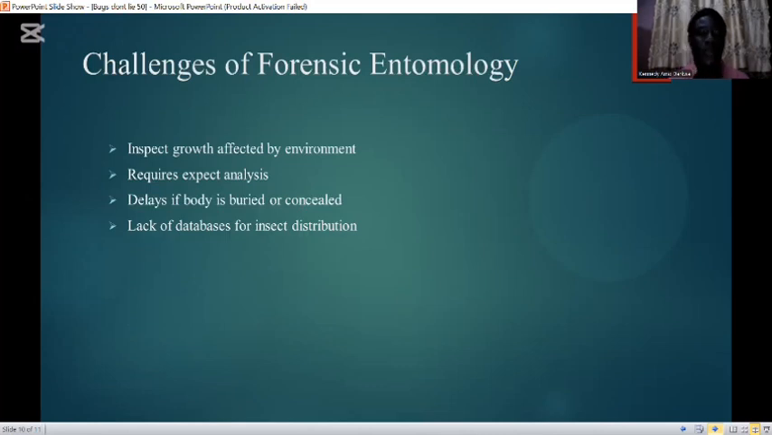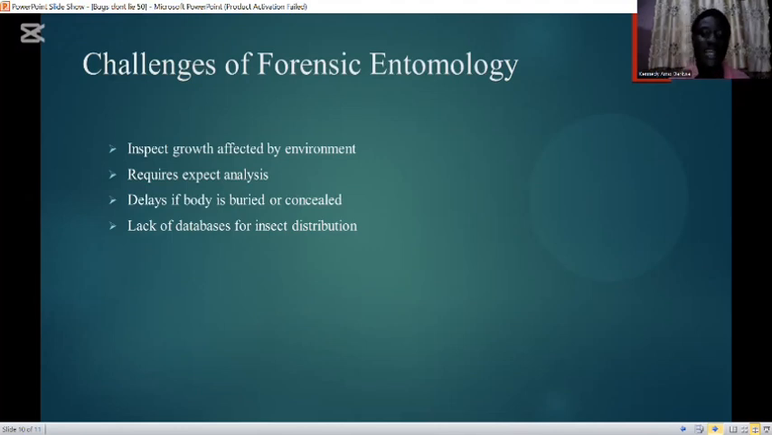Challenges of forensic entomology. Despite its value, forensic entomology has challenges. Insect development is highly influenced by the environment, as I said earlier. So the temperature and humidity can all influence insect development. Analysis requires expert knowledge. So you need to get an expert who can work on the insect to help crack the truth.